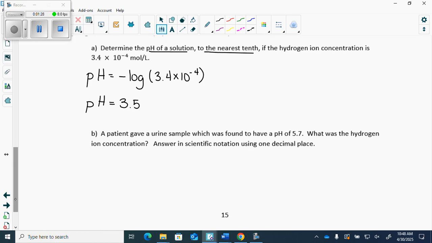And this one says, a patient gave a urine sample which was found to have a pH of 5.7. What was the hydrogen ion concentration? So now we're given the pH. So we do 5.7 equals negative log of H plus.